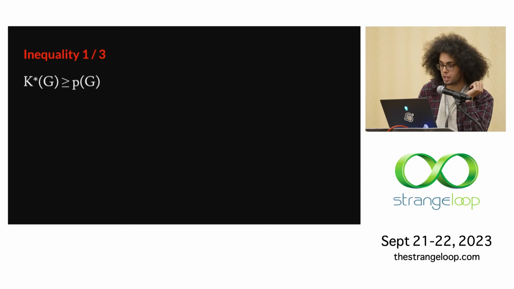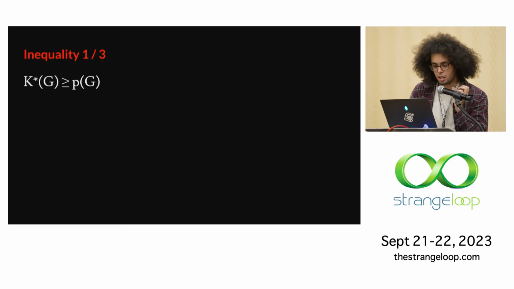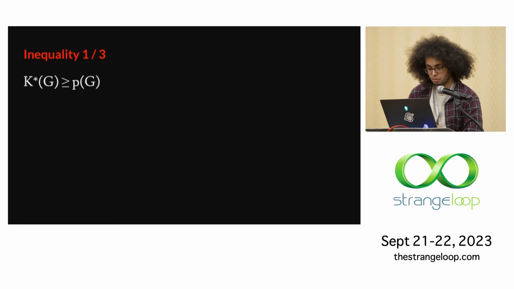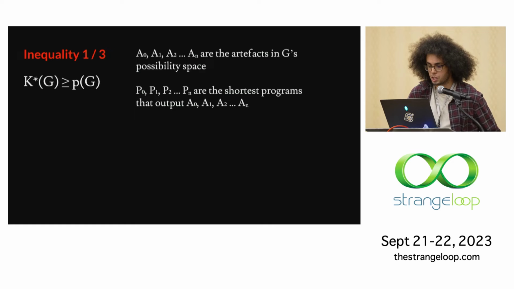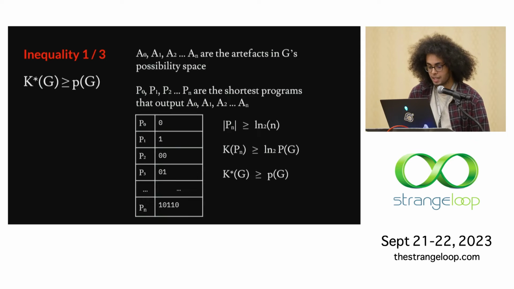The theorem is made of 3 inequalities. Here's the first one. So here we say that k star of G is bigger than little p of G. So the highest complexity in the possibility space is bigger than the number of bits you have to use to label all the artifacts. Again, I promised that I won't go into too much detail, but I'm going to still print the steps of a proof here because people will be able to watch them on YouTube and somehow work out how it works. But the core idea is very simple.